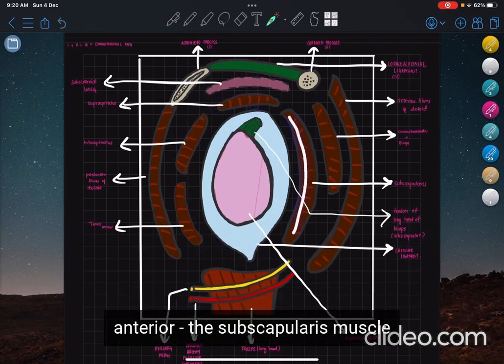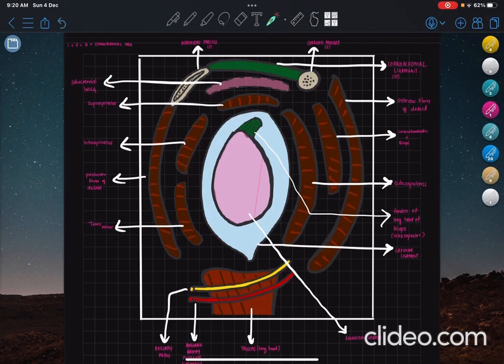Whereas anteriorly we have the subscapularis muscle, because the anterior surface of the scapula has the subscapularis muscle. The posterior surface is divided into supraspinatus and infraspinatus fossae, so that has these muscles, and the teres minor. So these are the posterior relations, these are the anterior relations.